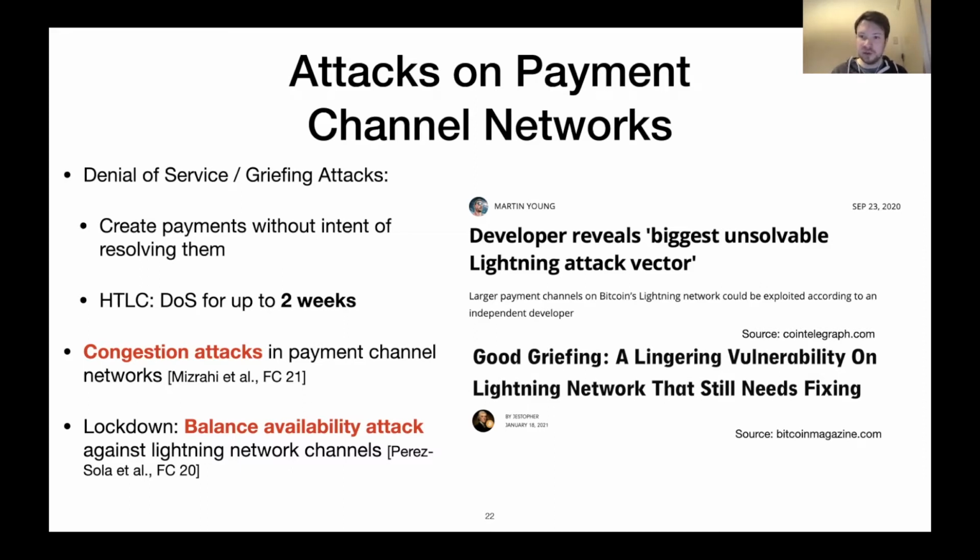Papers that have analyzed these types of attacks are, for instance, congestion attacks or the lockdown attack. However, news blogs have also been reporting on this type of attack as recently as January 2021. So there is an interest in the research community as well as among users to address this vulnerability.